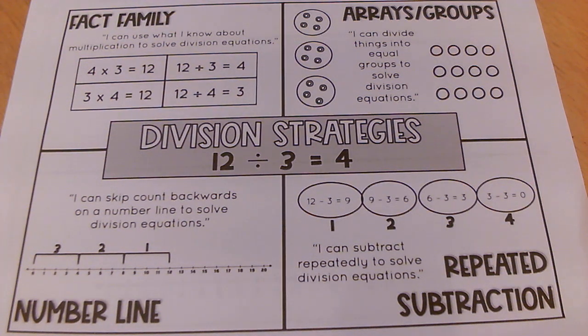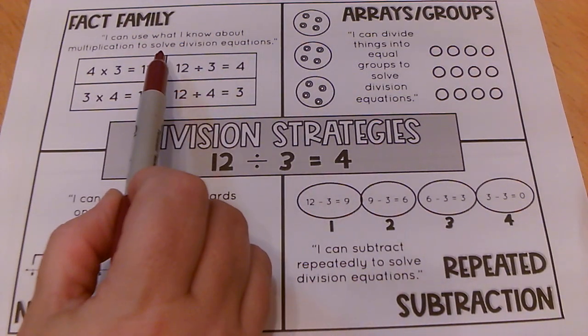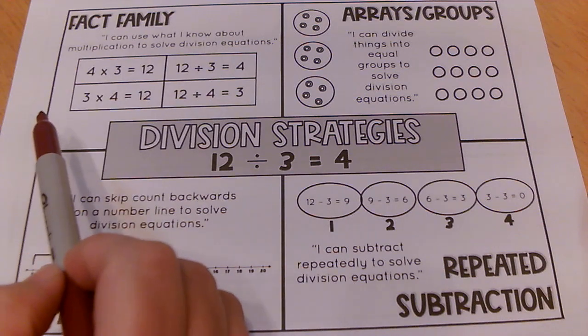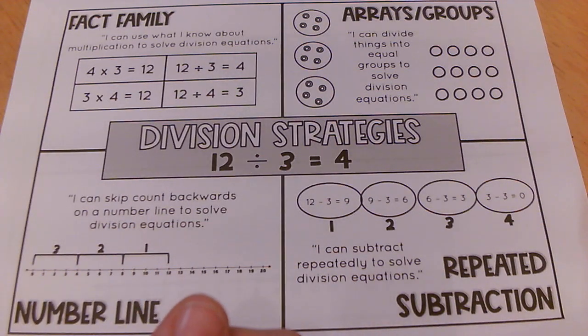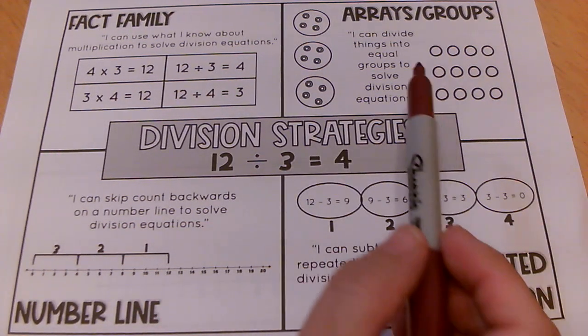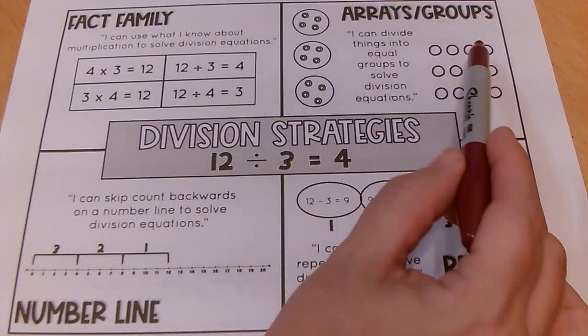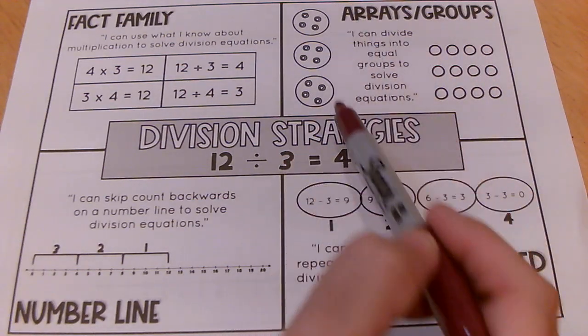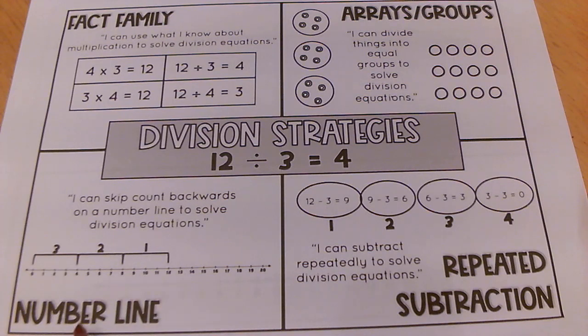Division strategies. So there are 4 division strategies that we can use to solve for a division equation. And we can use fact family. So if we know our multiplication facts, that's going to help us with figuring out the division. We can also do arrays. So this is arrays or groups. And then we can do a number line.